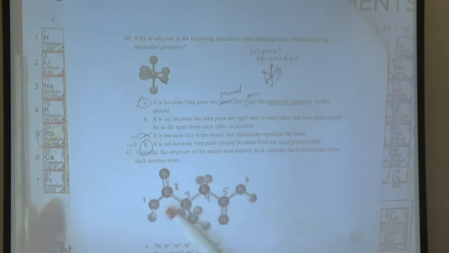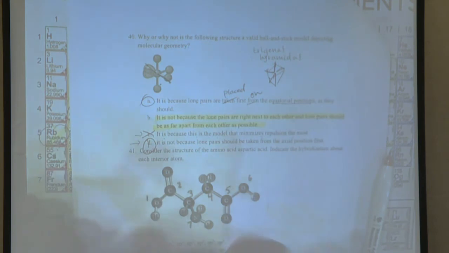And then B, it's true, the lone pairs are right next to each other, and lone pairs should be as far apart from each other as possible. So that's why your lone pair should be 180 degrees from one another. Does that make sense? Kind of. Answer's B, sorry, yeah. Okay.